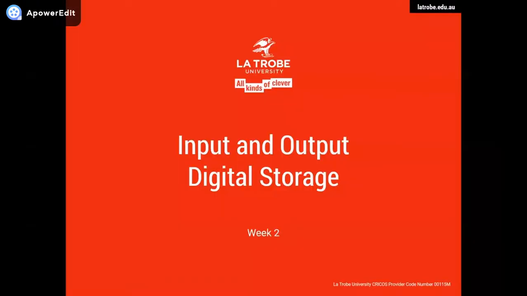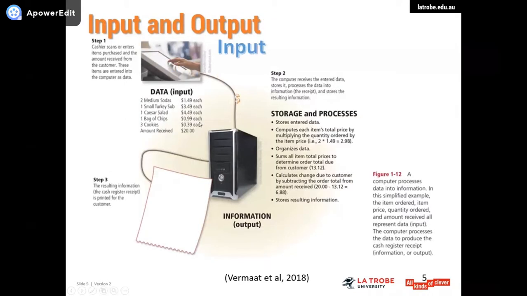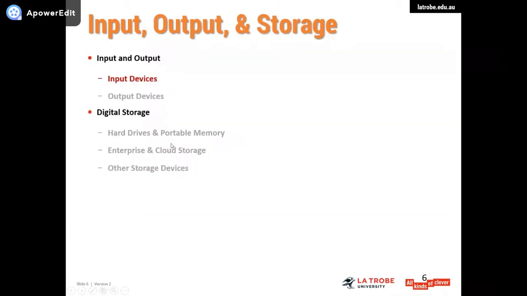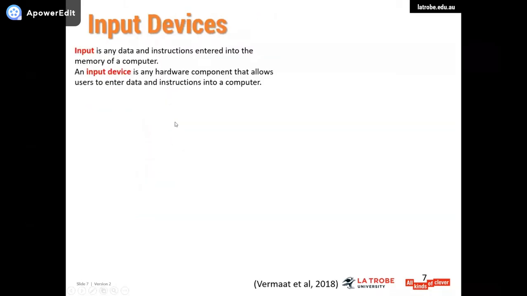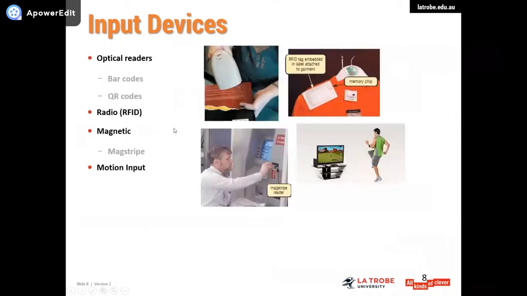Then let's move on to network 2, input and output, and digital storage. So about input and output. That's the demonstration of what input is and what output is. Then you should know the definition of input and what the typical input devices are. There are more input devices; you should always bear in mind.